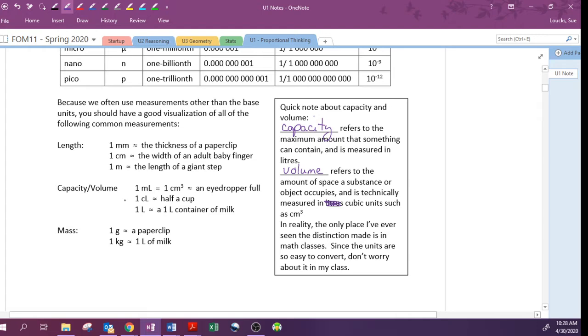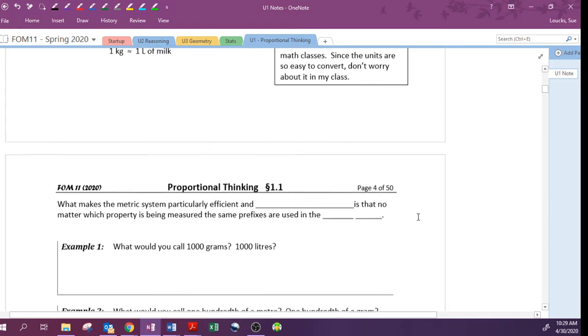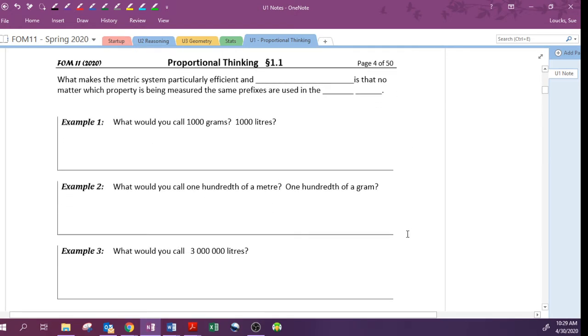And mass, a kilogram. A liter of milk actually has a mass of about 1 kilogram, and a paperclip has a mass of about 1 gram. So there's some reference that you can keep in mind, okay? What makes the metric system particularly efficient and user-friendly is that no matter which property is being measured, the same prefixes are used in the same way.